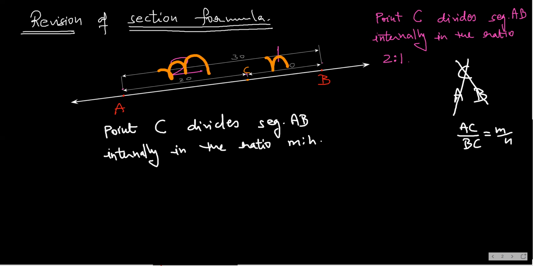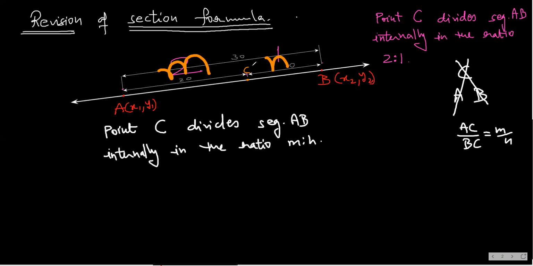So the question from your side could be that why are we doing all this? Why? See, it is because if you know the coordinates of point A as x1, y1, you know the coordinates of B as x2, y2, and you know the ratio of division, we could find out the coordinates of the point of division. The point which is dividing the segment, its coordinate could be found.